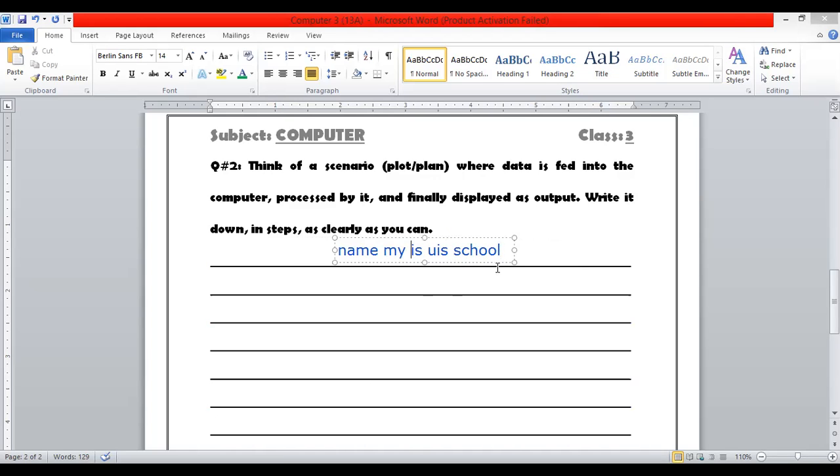So we write one sentence: name my is UIS school. So this is the data. Where is the data? The data is given there. See, this is where data is fed into the computer. So we pick the data. Let me write the example completely first and then I will explain it. Wait a second.